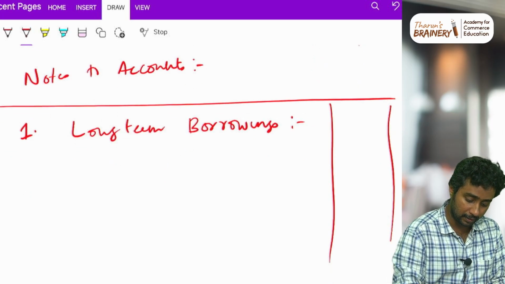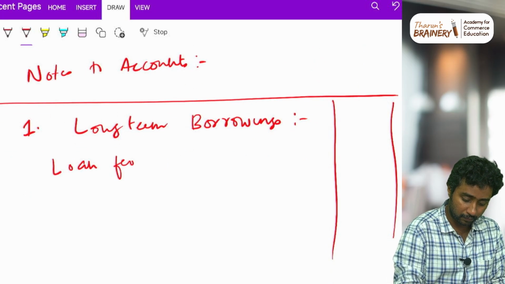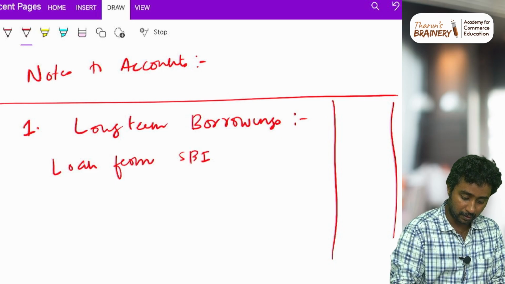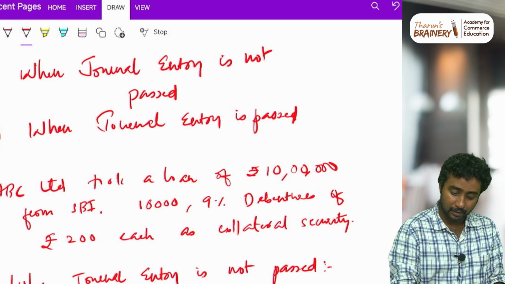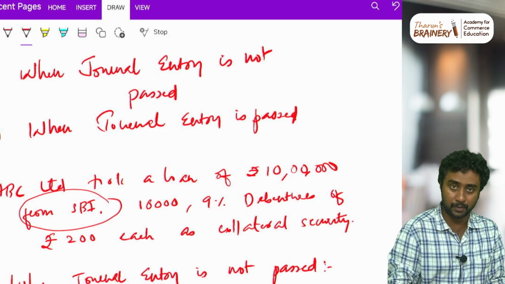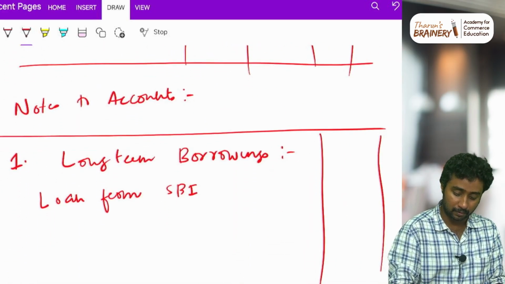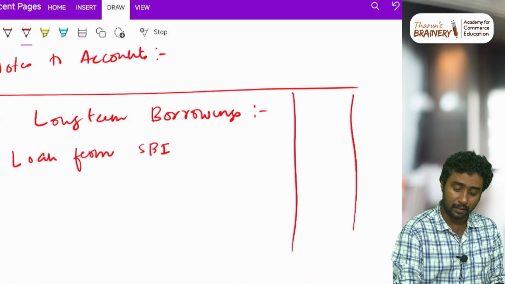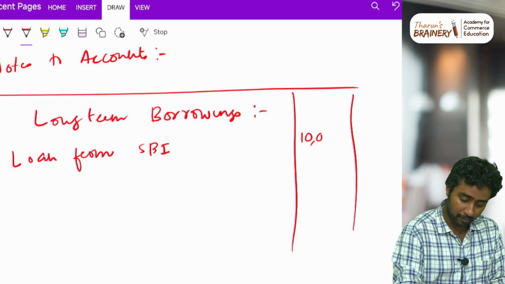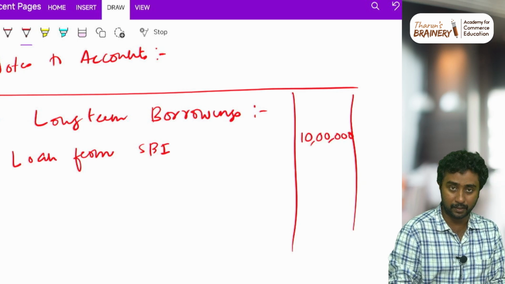And you will be writing like this: loan from SBI, because in our question it is mentioned that we have taken a loan from SBI. That loan is coming under long term borrowings. We are writing like that: long term borrowings, loan from SBI. We'll be showing this amount here.